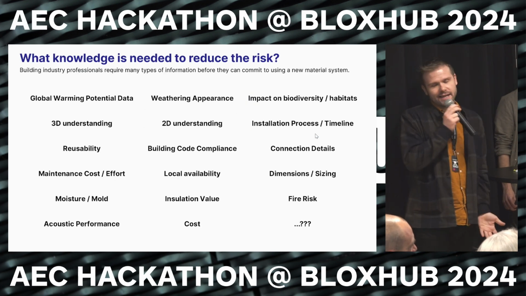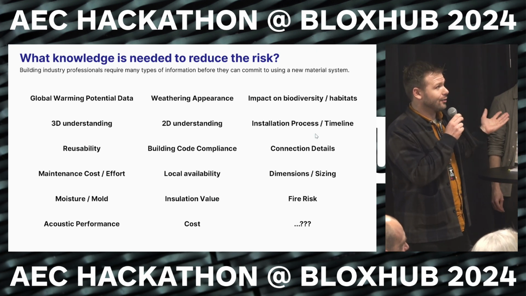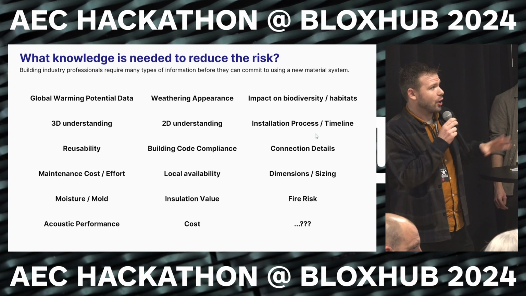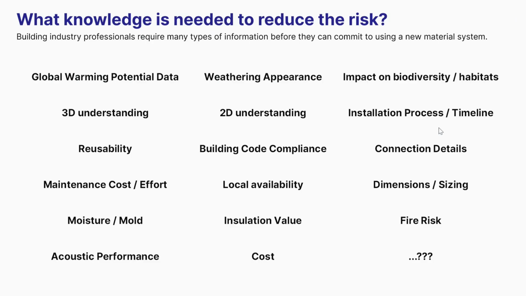So what knowledge is actually needed in order to reduce these risks? I'm not going to read them all one by one, but in broad strokes, it's an understanding of what is actually built and then what can be approved from building code requirements, connection details, fire risks. There's many types of information.